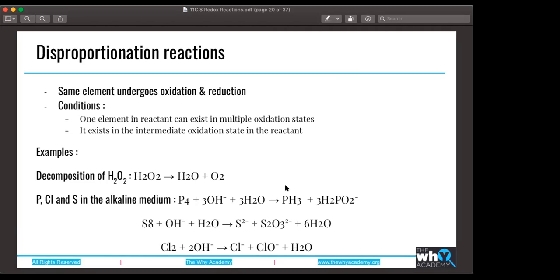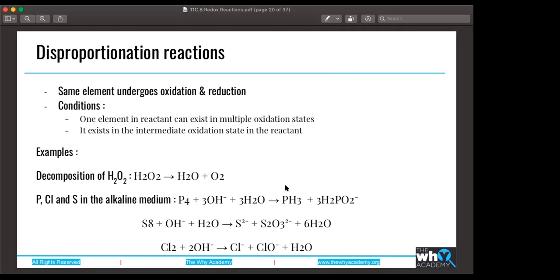Some of the elements, like fluorine and alkali metals, cannot exist in multiple oxidation states. Alkali metals always take +1, fluorine always takes -1. So those elements cannot undergo disproportionation at all. Only the elements that can exist in multiple oxidation states can undergo disproportionation.